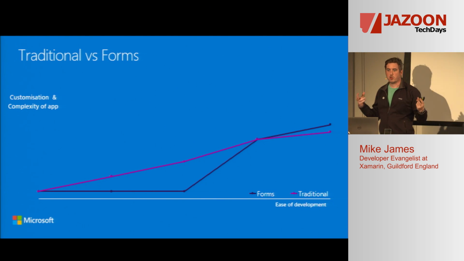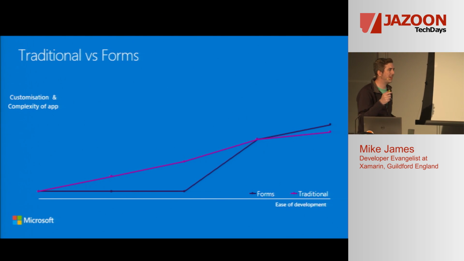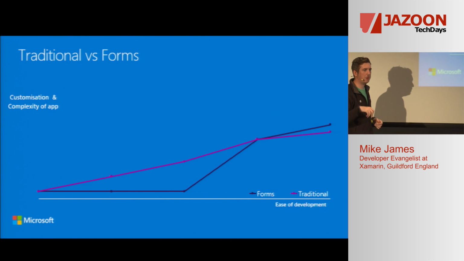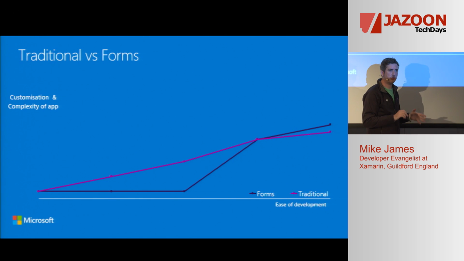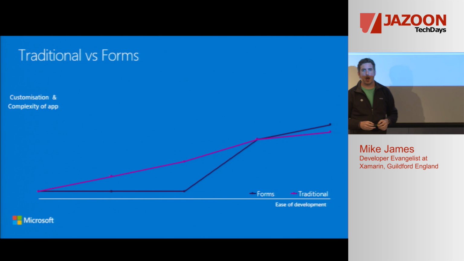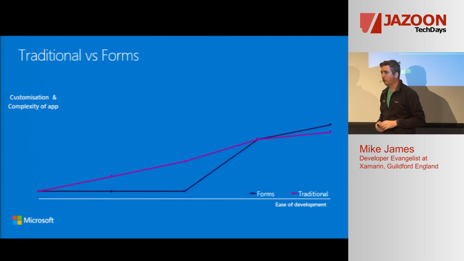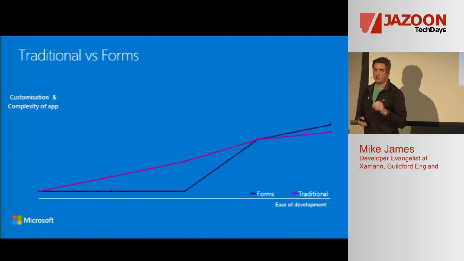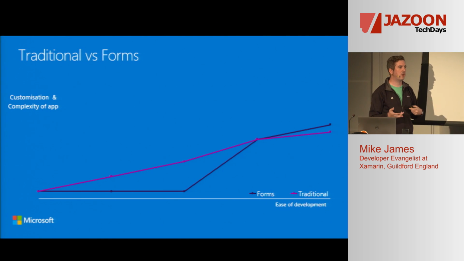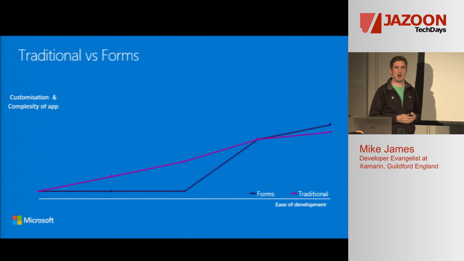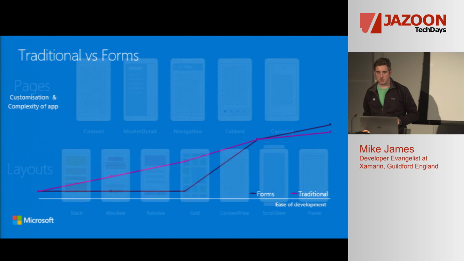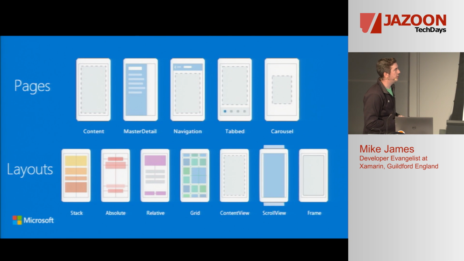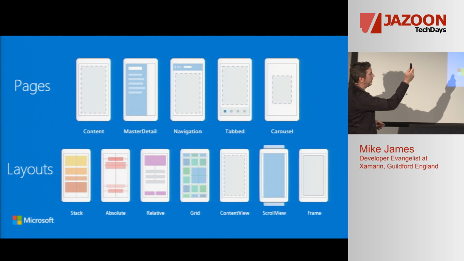So there are really pros and cons to Xamarin.Forms. I normally say if you're building a consumer-style application, you're probably going to find it easier to build with a traditional style. You're still going to get 75% code reuse as a minimum, but you're going to find it much, much easier to do the custom UI and get that 5-star user experience. If you're building a data-over-forms style app or an employee app, then Forms is absolutely perfect for you. So you get some pages and layouts included. We give you content, master-detail, navigation, tabs, and carousel.